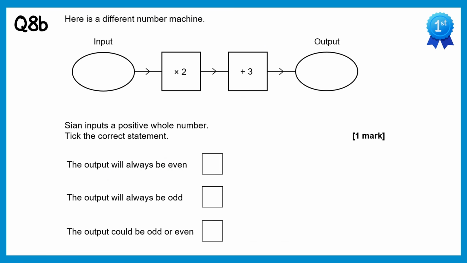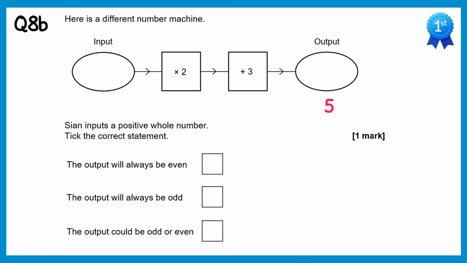For the second part of this question we have Shana who's going to input a positive whole number, and we need to choose the correct statement. So let's choose a positive whole number. I'm going to start with 1. What happens when we input 1? Well, if we input 1, we first need to multiply it by 2, which gives you 2, and then we need to add 3 to that, which gives you 5. So when we input 1, the output is 5.